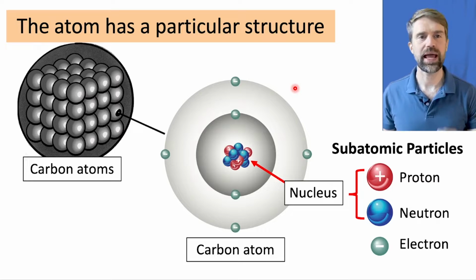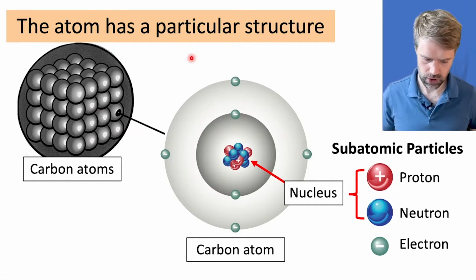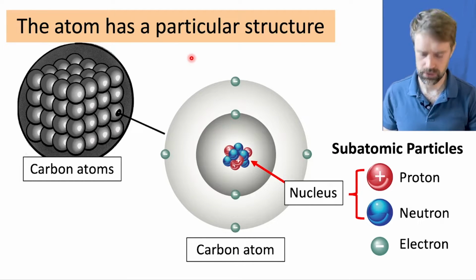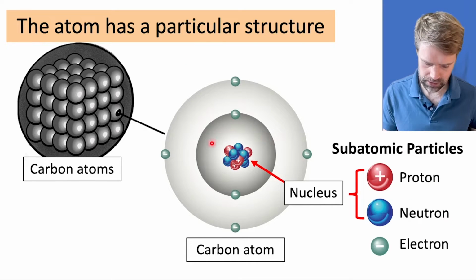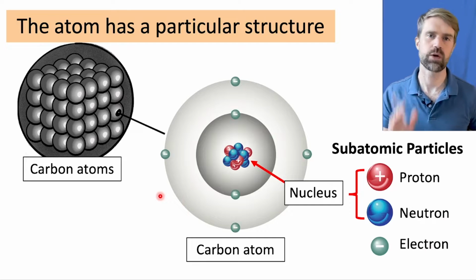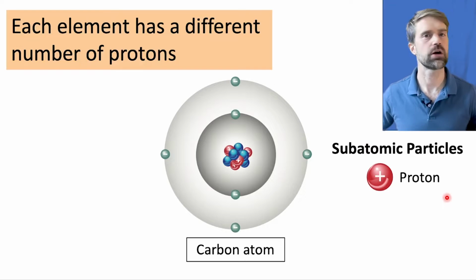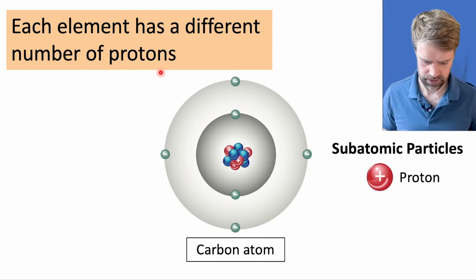Now, if you look at just one atom and zoom in even closer, you'll see that it has a particular structure. Atoms are made of even smaller particles called subatomic particles. Protons and neutrons are found in the middle of the atom in the nucleus, and electrons are found outside the nucleus. Now, for the rest of this lesson, we're pretty much just going to focus on the protons. Protons are very important because each element has a different number of protons. Let's look at what this means.